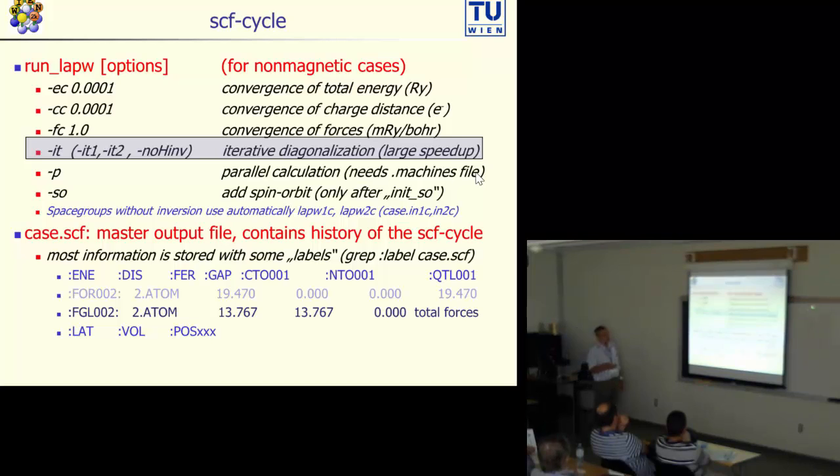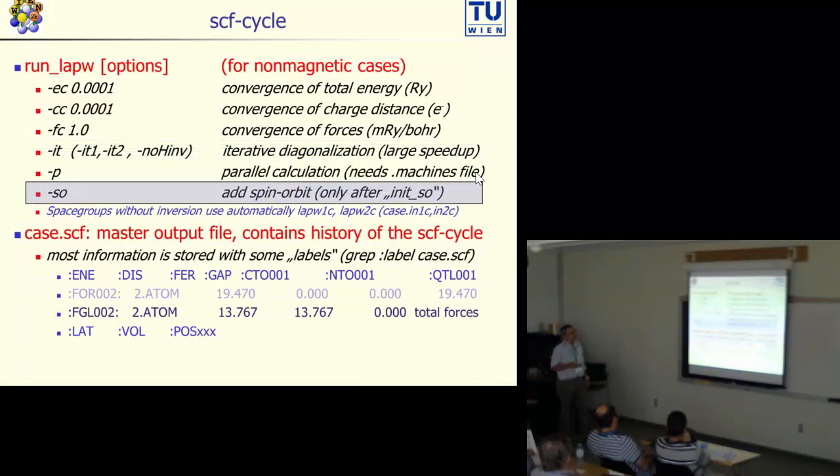But this iterative diagonalization will give you a large speed up, and large means up to a factor of 10. So when you really do a calculation with 100 or 200 atoms per unit cell, use this iterative diagonalization. It will take 2 weeks instead of 20 weeks. Okay? So don't forget this switch. Forget it for titanium carbide, of course. No use.